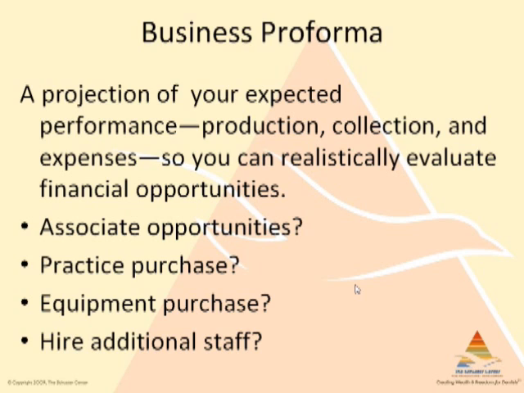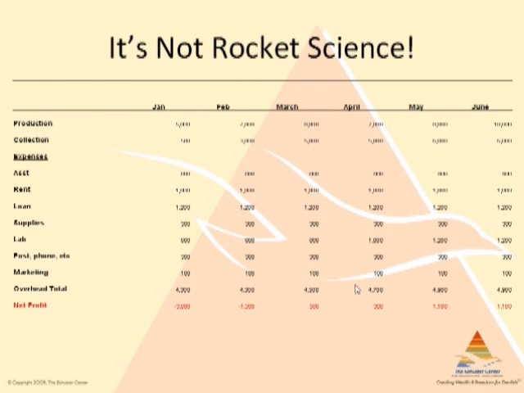You know, if you go into a practice as an associate, what can you plan as a business pro forma? Does this make sense for you financially to get into this arrangement? Or purchasing a practice, or purchasing equipment, or hiring additional staff. It's just some real simple arithmetic to help you understand if it makes financial sense or not. It ain't rocket science. And this is just a simple sample of something.